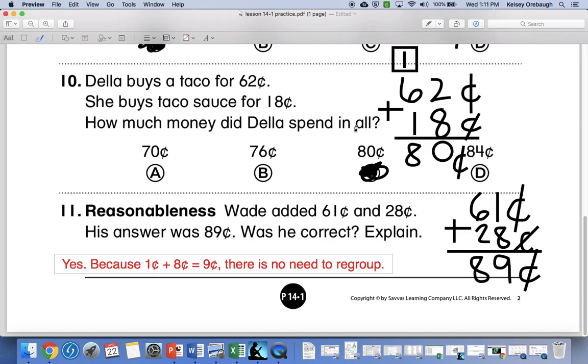All right, guys, I hope that you have had good practice with our stacking strategy and combining that with money by adding our cent symbol. Let me know, as always, if you need help with anything. And I think this should be pretty good review for most people. I think that you guys are pretty solid on adding 2-digit numbers.